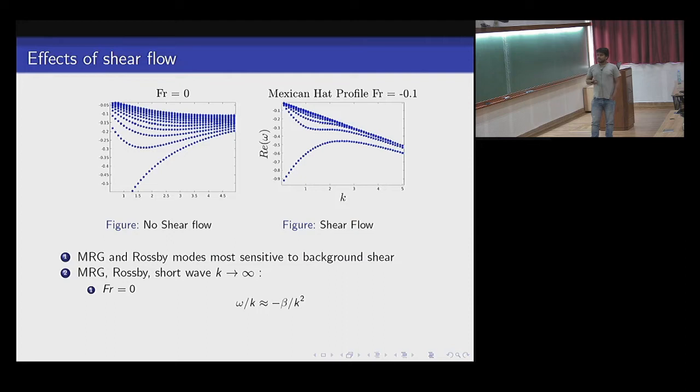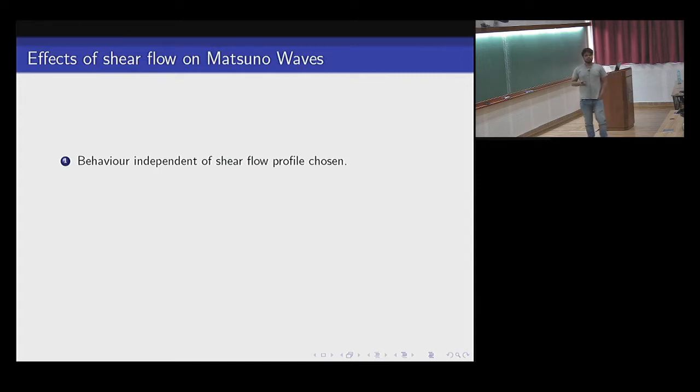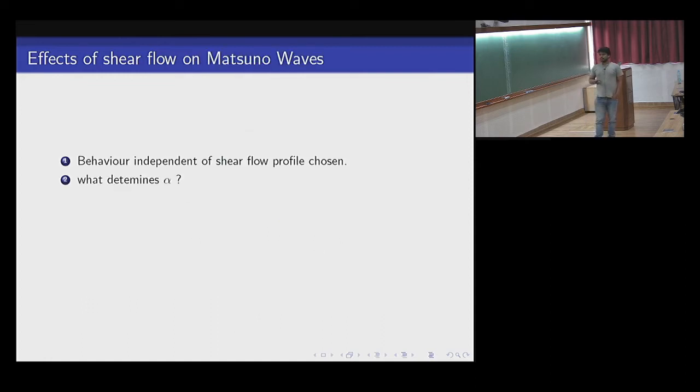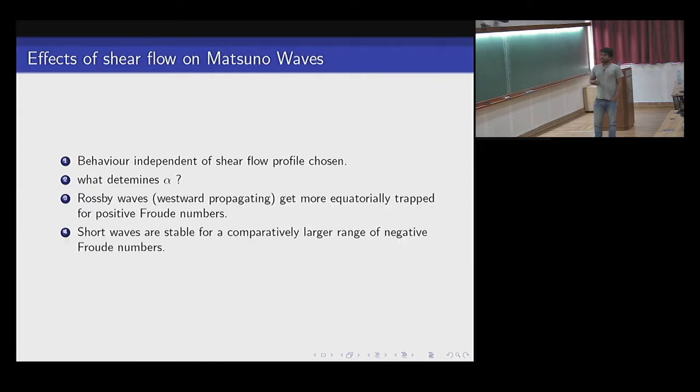But interestingly, if you look at the asymptotic behavior of these dispersion curves, you see that when there is no shear flow, the phase speed goes as 1 by k square. But in the presence of shear flow, it goes as some fraction of the Froude number that you associate with. We tried this for a variety of independent sets of shear flow profiles, and we found this similar asymptotic behavior of the phase speed. So we are interested in whether there is a theoretical way to address the question of what determines this alpha in some sense.